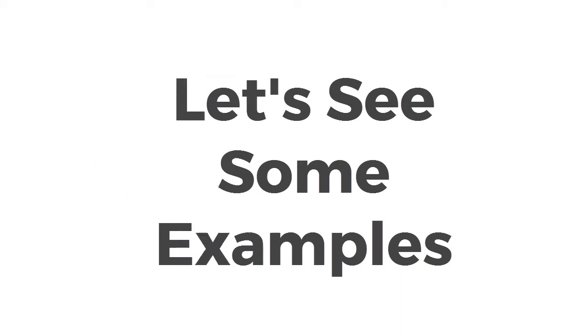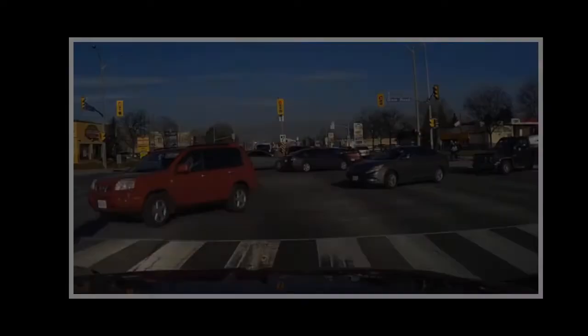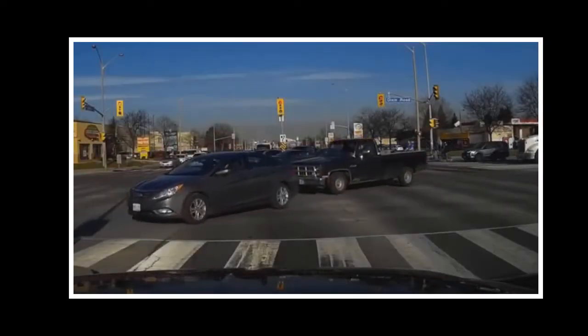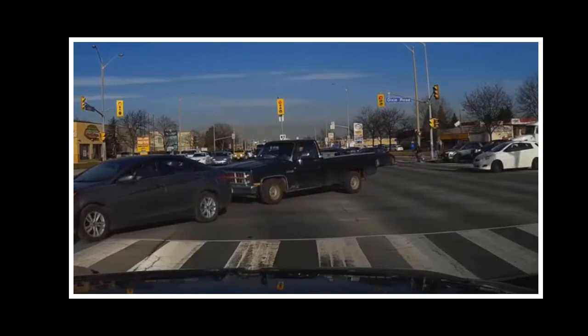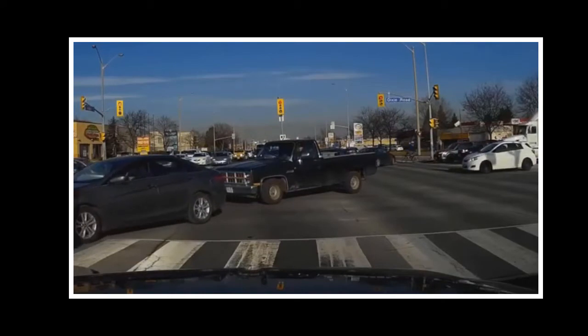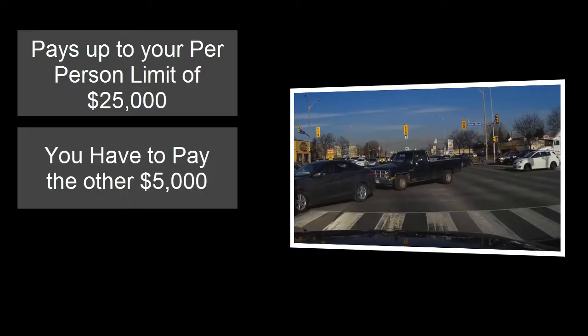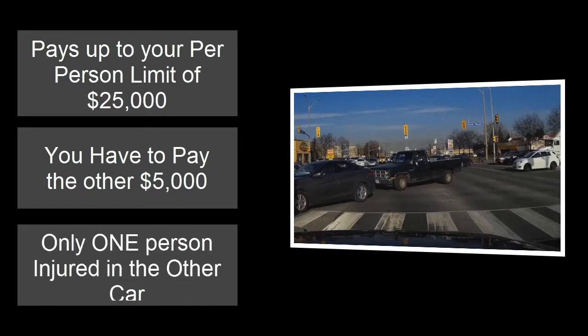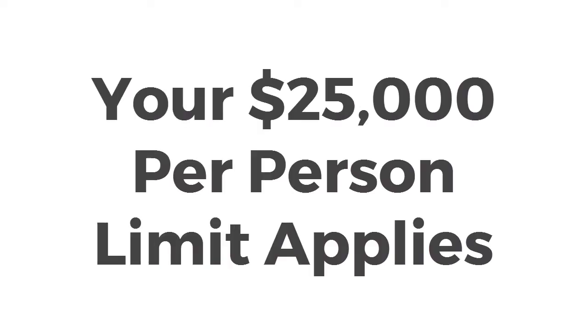Now, just to clarify how these limits work, I'm going to give you a few examples where your limits of liability for bodily injury coverage are 25/50. Let's say you crash your car into another car and the other driver has $30,000 in medical expenses as a result of this accident. Your insurance company pays up to your per person limit of $25,000. You have to come up with the other $5,000. Now, you may think your insurance company would pay the entire $30,000 because that amount is less than the $50,000 per accident limit. However, there was only one person injured in the other car, so your $25,000 per person limit is the only limit that applies.